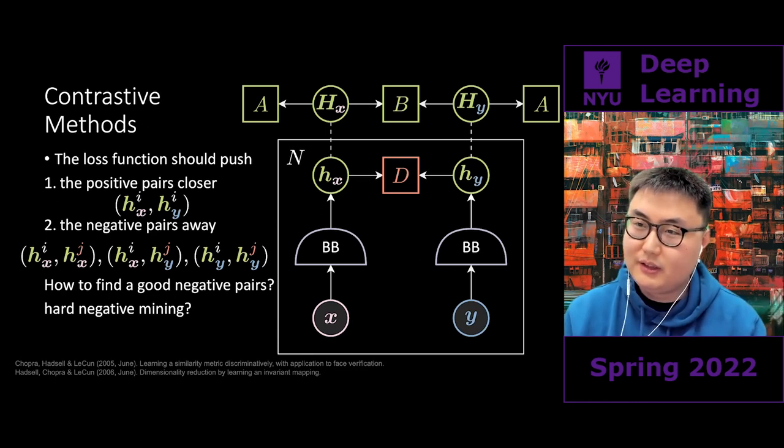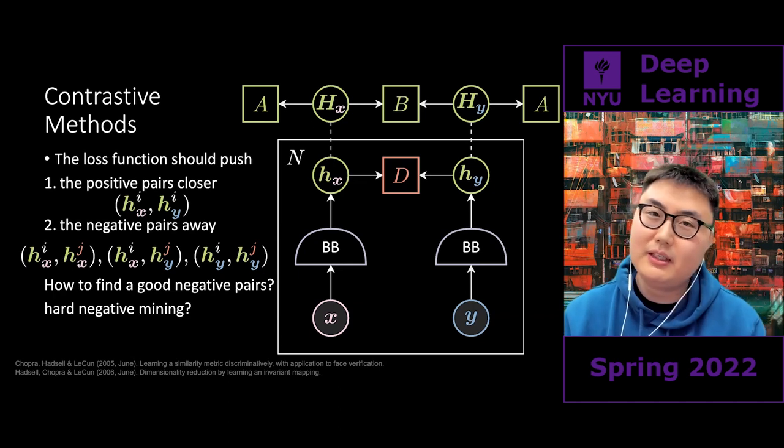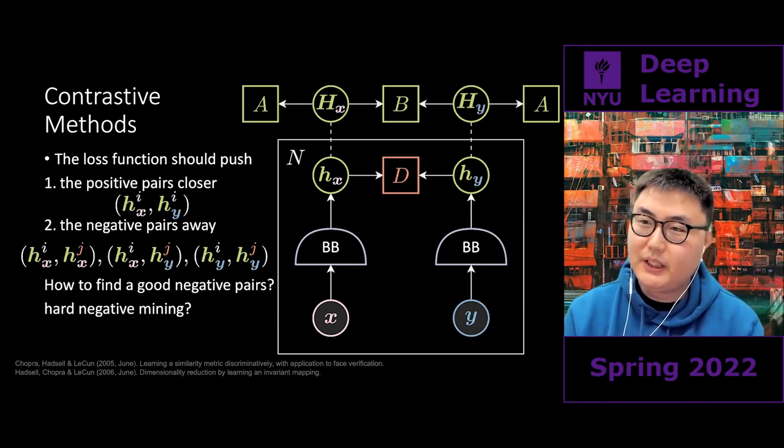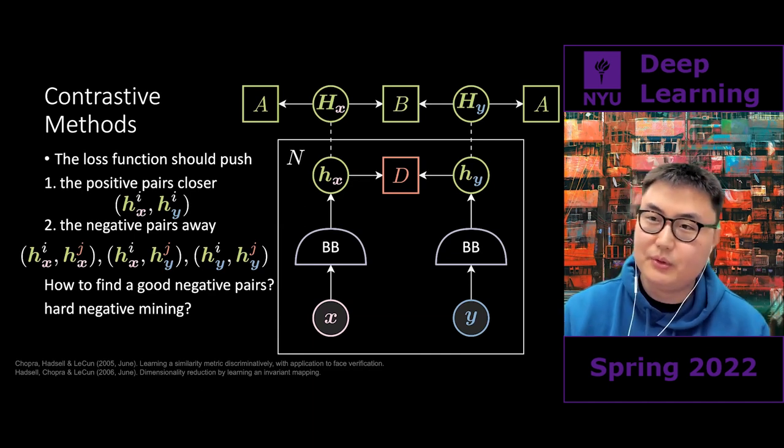So it's much better to use some regularized method to make sure the volume of the low energy area is small, instead of using a contrastive learning method, where you try to push up the negative samples.